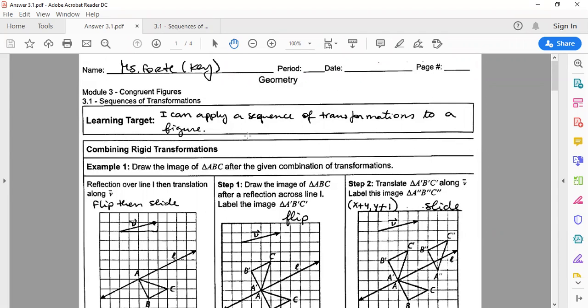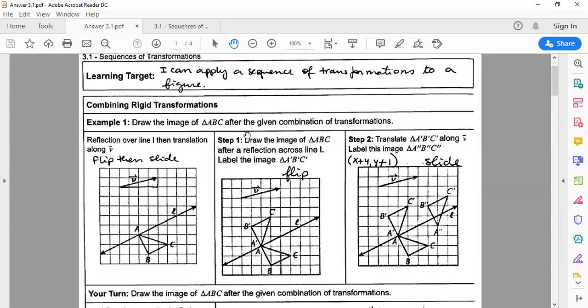So we've learned how to translate an image, we've learned how to reflect an image, and we've learned how to rotate it. Now what we're going to be doing is multiple of these transformations to one specific figure, okay? So let's look at example one.